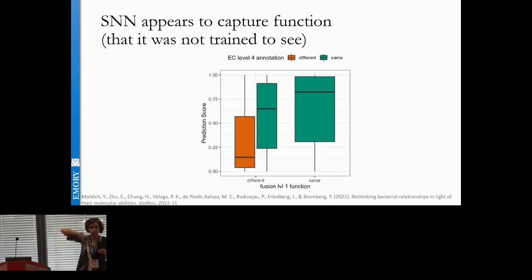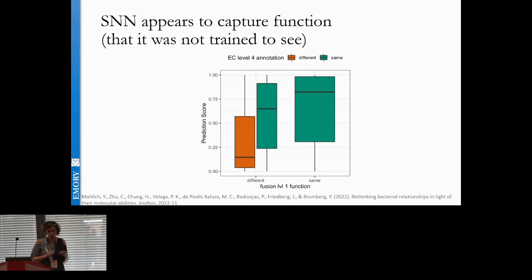And what you're seeing is that proteins that come from different fusion functions and also have different EC numbers score significantly lower than proteins that come from different fusion functions and have the same EC number. So this method, even though it was not trained to do that, had learned to recapitulate functionality in this particular space.